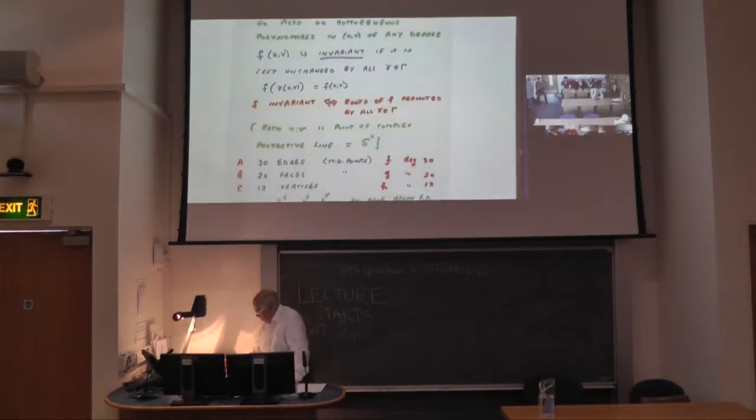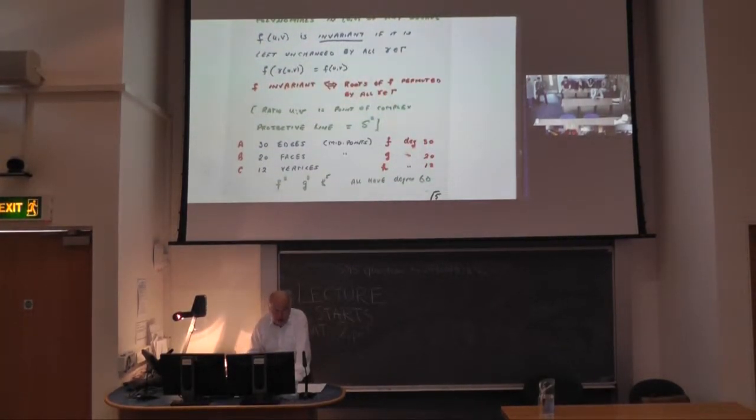Take the edges: there are 30 edges, take the midpoint of an edge. Take the 20 faces, take the midpoint of a face. Take the 12 vertices. Now you've got a first set A, a second set B, a third set C. So you've got three collections of points, each of which is invariant under the group. And the numbers of these points give you the degree of the polynomial. So the polynomial f for the first one has degree 30, the polynomial g for the second one has degree 20, the polynomial h for the third one has degree 12.